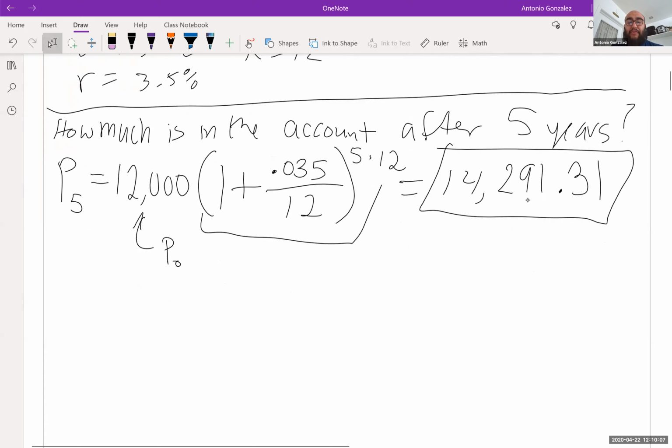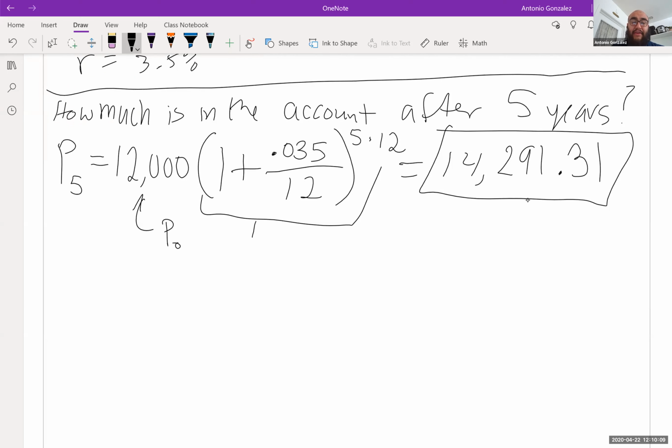For example, if you just plugged this into your calculator without the 12,000, let me do that here. That's 1 plus 0.035 divided by 12, raised to the 60th power. And then you get, if you didn't know the initial amount and you don't know the ending amount either, the best you can do is this.